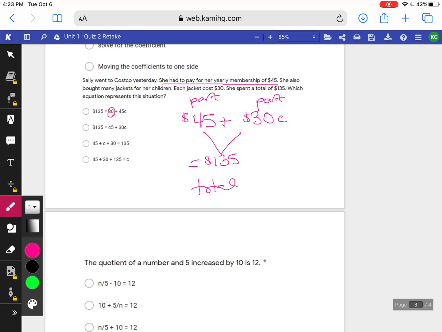We know that 30 was the price of the jacket, and in this first one, 45 was a flat fee, so we're not going to multiply 45 times the number of children. 135 plus the 45 plus each jacket, $30, times the number of children would give us, this is the correct one. Here we're looking at adding all three different things, but we know we're multiplying. And here we even have the total being added in, so that's not correct either.